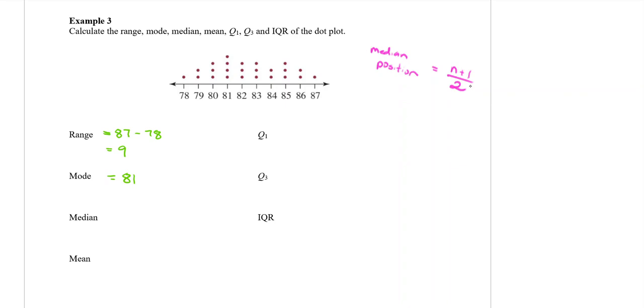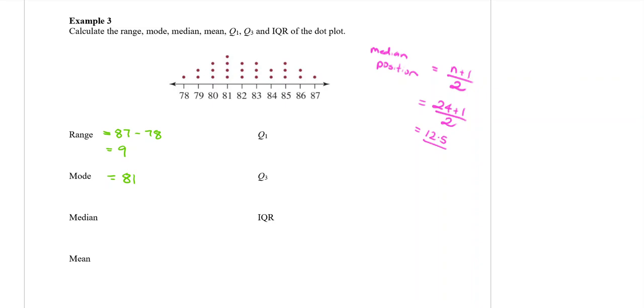1, 2, 3, 4, 5, 6, 7, 8, 9, 10, 11, 12, 13, 14, 15, 16, 17, 18, 19, 20, 21, 22, 23, 24. There are 24 dots. So for my question, I'm going to go 24 plus 1 over 2. What does that equal? 12.5. That is not the median. It is the position of the median. Because it is a 0.5, it means it's between the 12th and the 13th dot.